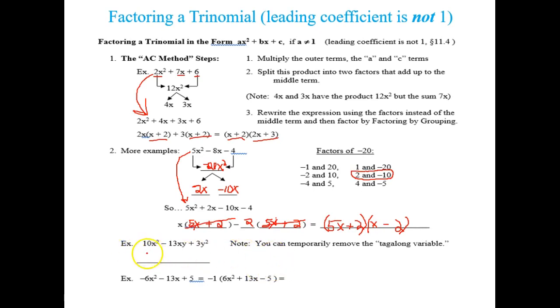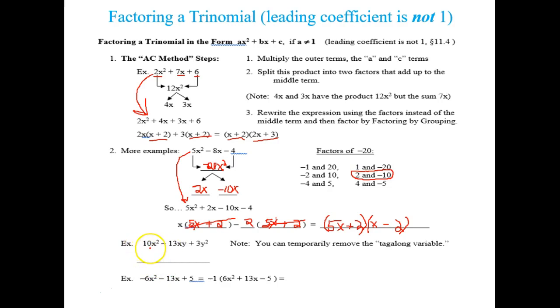Okay, in the next example, you have 10x squared minus 13xy plus 3y squared. Now you can see that there's no common factors. You can't distribute out a greatest common factor. There's nothing that's in all three terms. So because you do not have a 1 in front, you will have to use the AC method. Now you could temporarily remove that tag along variable and just add it back later, but I'll just do it the way it is.